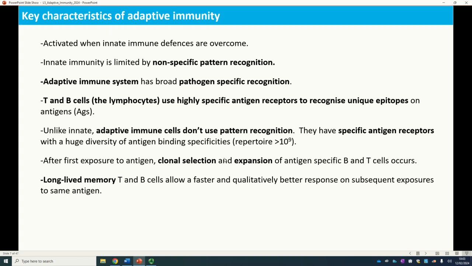And when we get this first exposure to antigen, what we get is clonal expansion. So we expand the specific B cell or T cell that can recognize that unique antigen so that we can then mount a response against that infection. And at the same time, we propagate long-lived memory that allows us to maintain that memory of that pathogen if we ever should encounter it again.